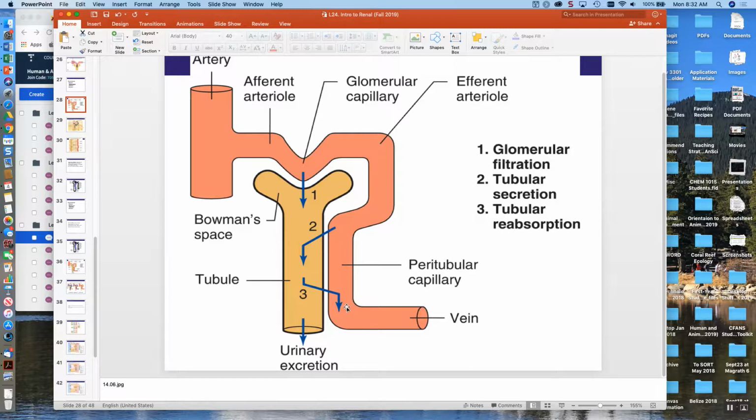Reabsorption. Question already? Oh, yeah, of course. Thank you. Turning on the projectors around the room. That will help.